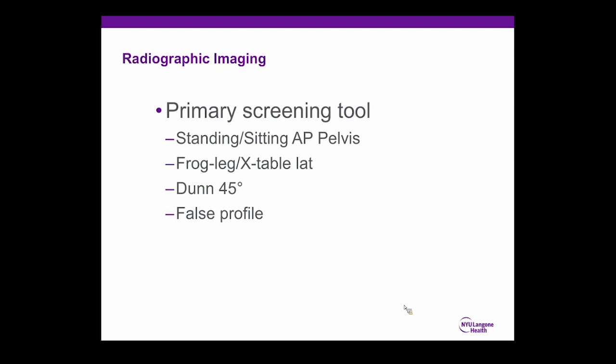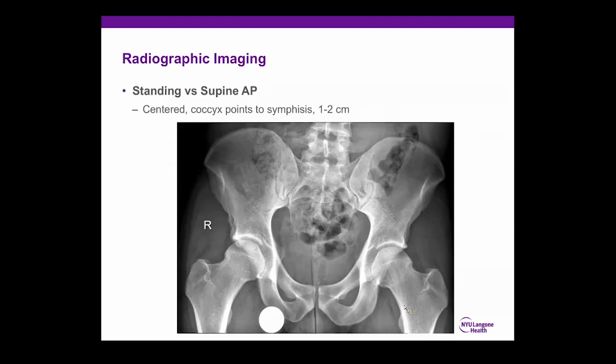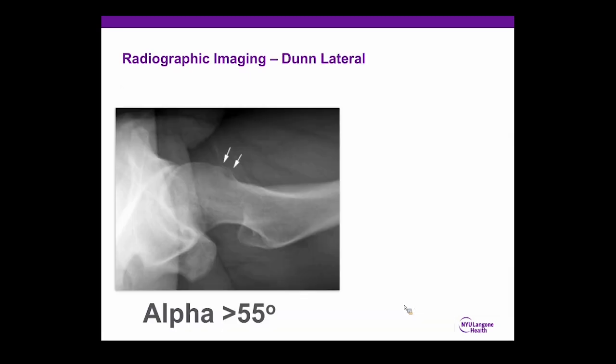Frog leg or cross table lateral to look at that anterior head neck junction. Your workhorse that's done at 45 degrees is going to see your head neck junction in profile, that anterior superior aspect of it, and then false profile to look at the anterior aspect of the acetabulum. You want a good AP, so you want the tip of the coccyx to be 1 to 2 centimeters from the symphysis and centered over it.